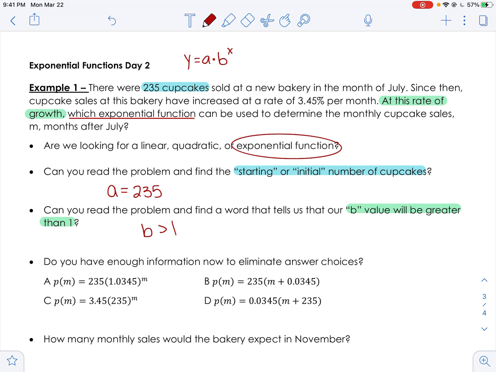So, do you have enough information now to eliminate answer choices? Let's take a look at our answer choices. I want to start with B. If you notice, B and answer choice D do not have an exponent of m, because it tells us our variable is m for months. So it does not have a variable of m as an exponent. Therefore, B is going to probably be linear and D is going to be linear as well. So we can eliminate those two answer choices.